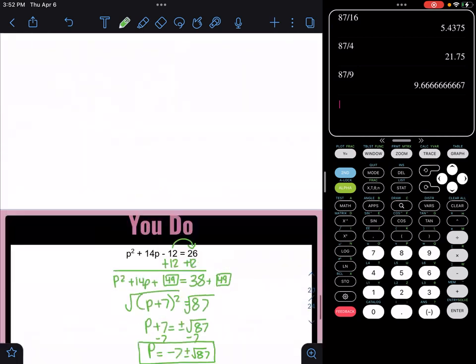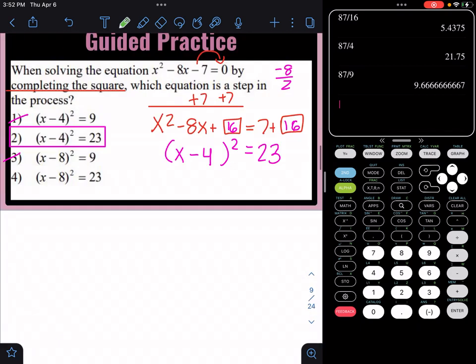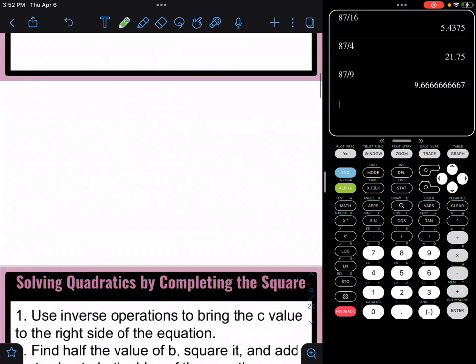And that concludes our lesson on solving quadratic equations using completing the square. And this works anytime we have a equal to 1.